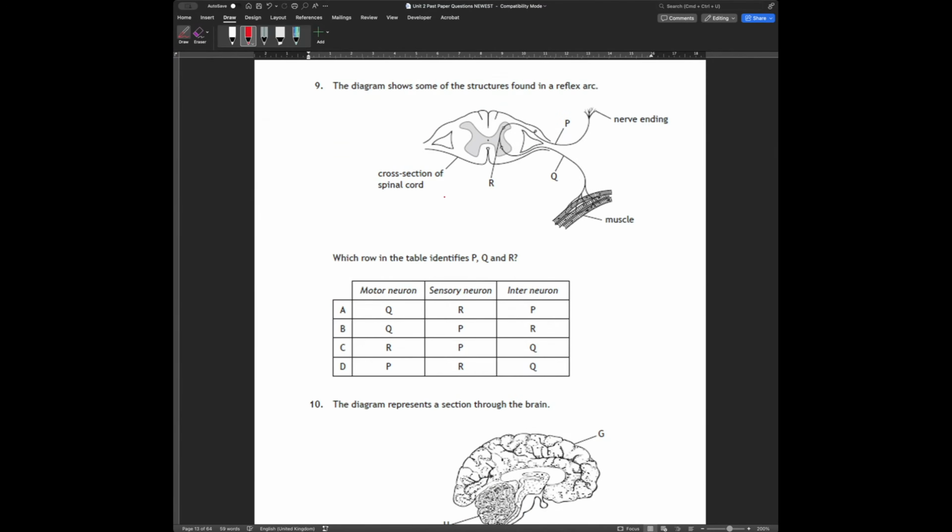The diagram shows some of the structures found in the reflex arc. We've got P, Q, and R there, okay? So P comes from the nerve ending towards the central nervous system. We've got R there right embedded in the central nervous system. And we've got Q, which is going out towards a muscle here. Now, the way I remember it in my head is I remember M and M. Okay, motor neuron is attached to the muscle, M and M. So Q must be the motor neuron. R is found in the central nervous system, so that must be the interneuron. And therefore, this one attached to the nerve endings is going to be P, the sensory neuron. So our answer is going to be B for this one.